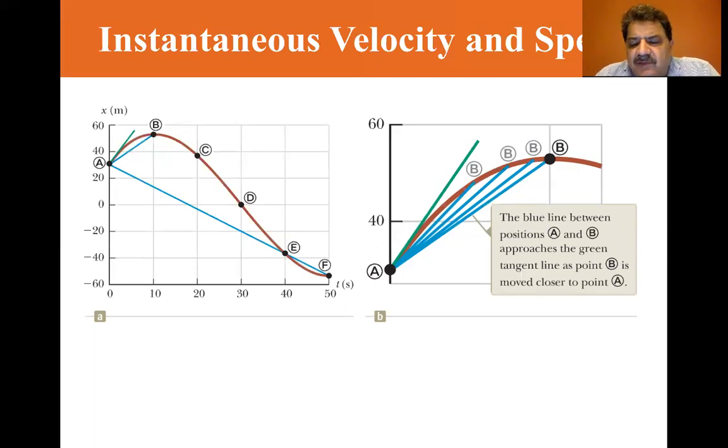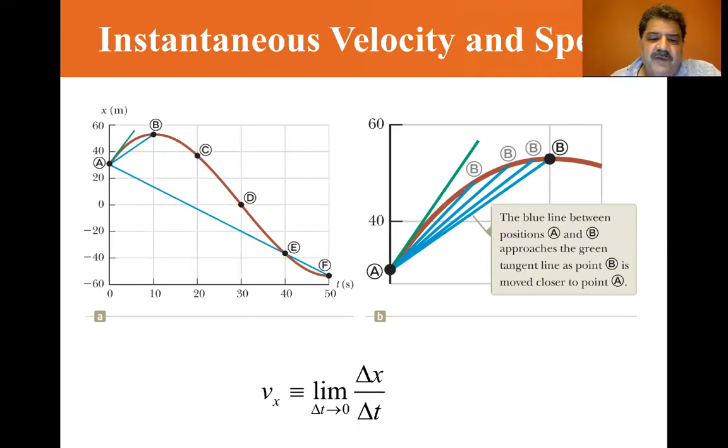So the instantaneous velocity v sub x is the limiting value of the ratio of delta x divided by delta t as delta t approaches 0. The v sub x is defined as the limit as delta t approaches 0 of delta x over delta t. Of course, delta t can never be 0 because then it would become undefined. In calculus notation, this limit is called the derivative of x with respect to t, written dx/dt.